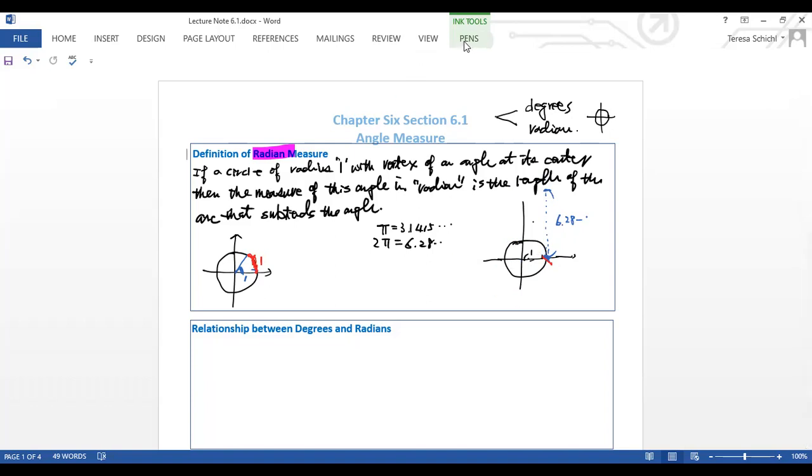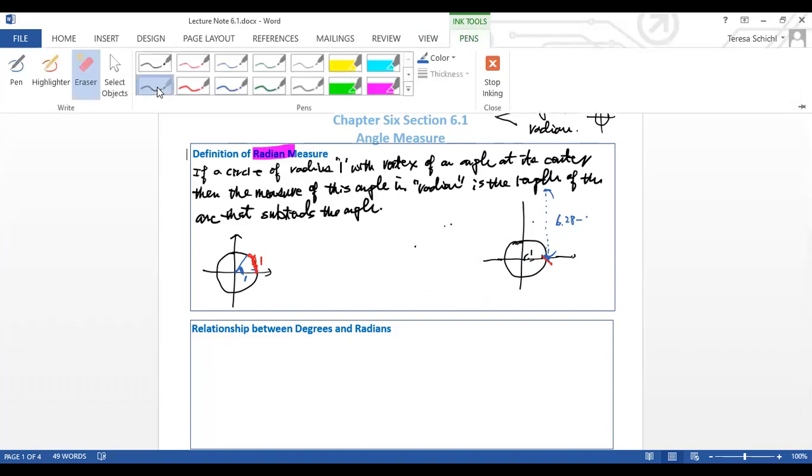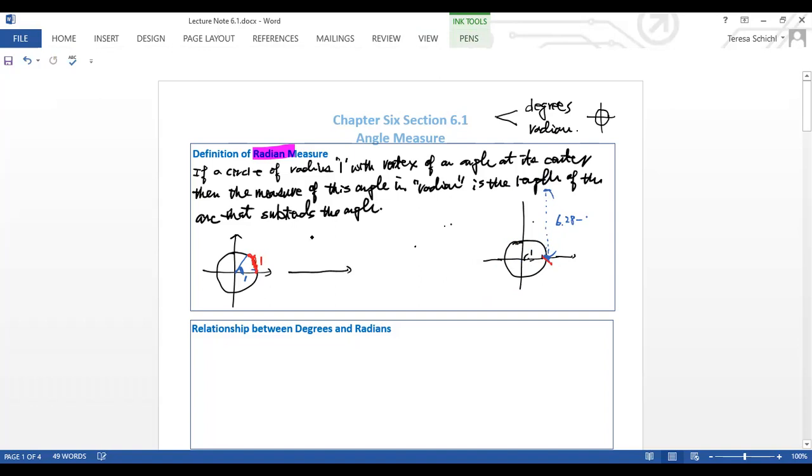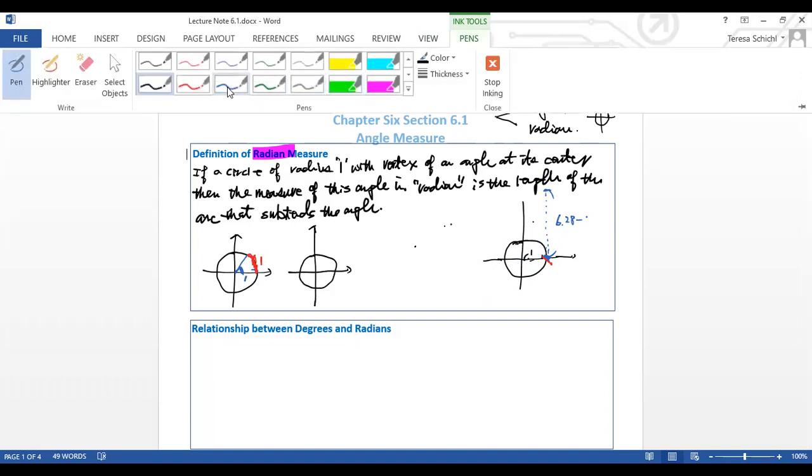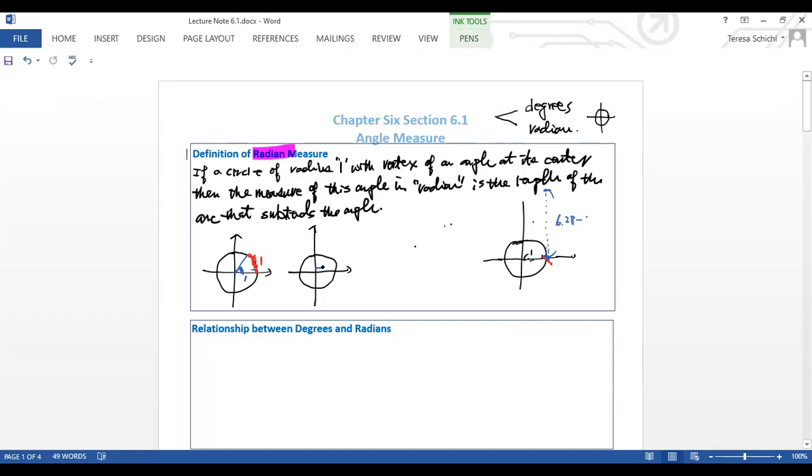Okay, so let's take a look at some examples here. We did these examples before. If this is a unit circle, I think we all know these angles.